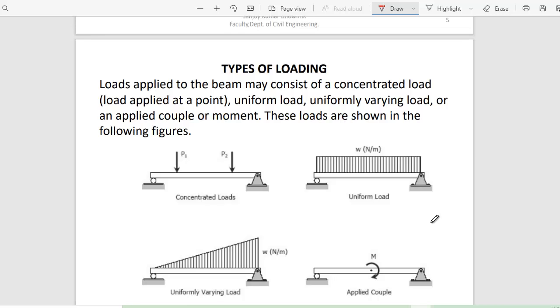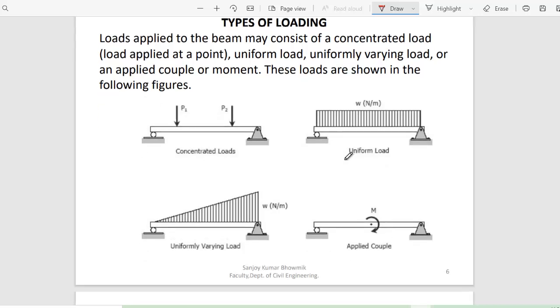Okay, so then we can move to the types of loading. We know that if it is a beam, we have the point load. This kind of load we call a point load if it is concentrated on a particular point. So for types of loading, first we have point loading, then we have the uniformly distributed load, or sometimes we call it UDL.